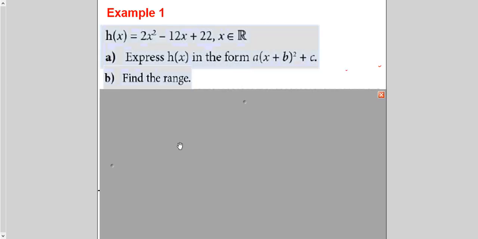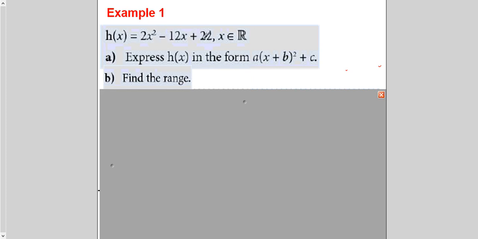So let's see example number 1. This is a quadratic function, and you have to express this in the completing square form, and then you have to find out the range. Now to find out the range, if the quadratic equation is given in the completing square form, it becomes very easy. So before discussing the solution, let's have a little recap of the concept.